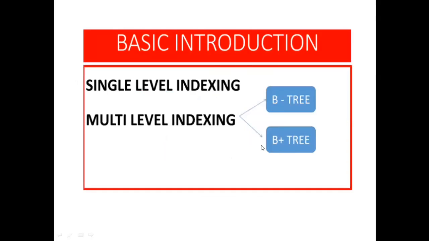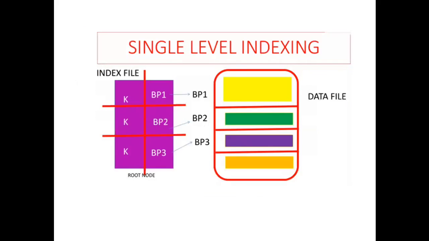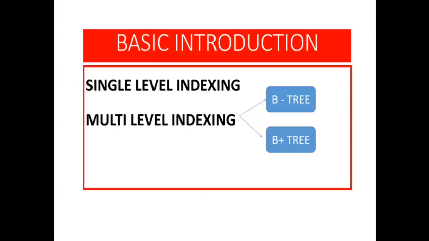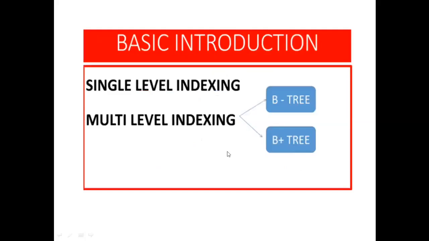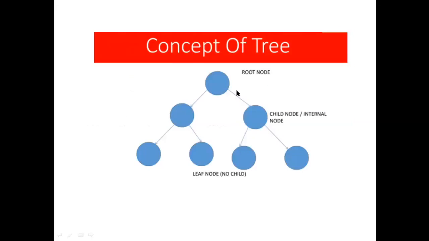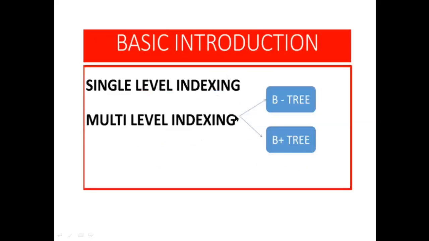So what is single level indexing and what is multi-level indexing? Basically, in case of single level indexing, we have only the root node and the leaf node. There is no internal node, that is root and the leaf node, that is single level indexing. In case of multi-level indexing, there are root node, child nodes or internal nodes, as well as the leaf nodes.